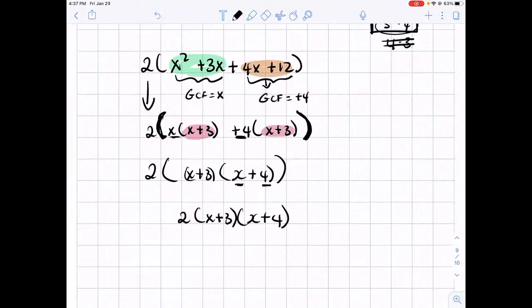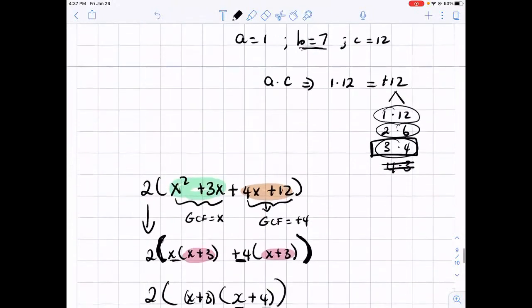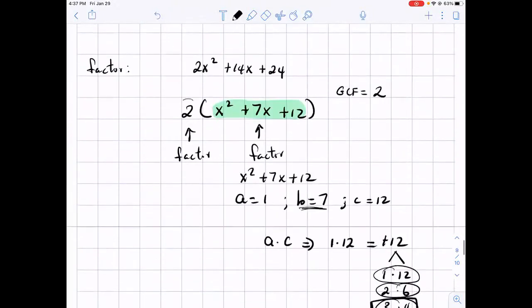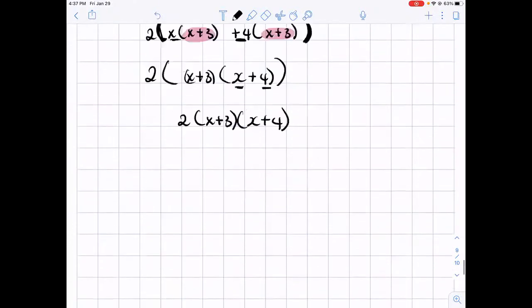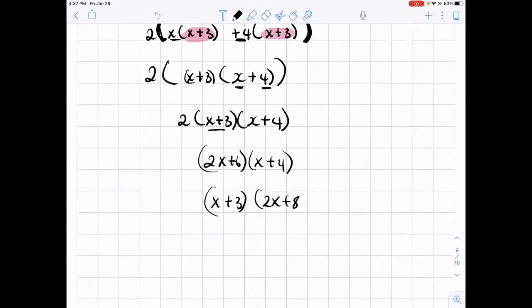Now if you did not take out this 2 at the beginning, what would happen at the end? The 2 would have been embedded in here. So you would have had 2x plus 6 times x plus 4, or you would have had x plus 3 times 2x plus 8. And these are not prime polynomials. So these answers would have been wrong.